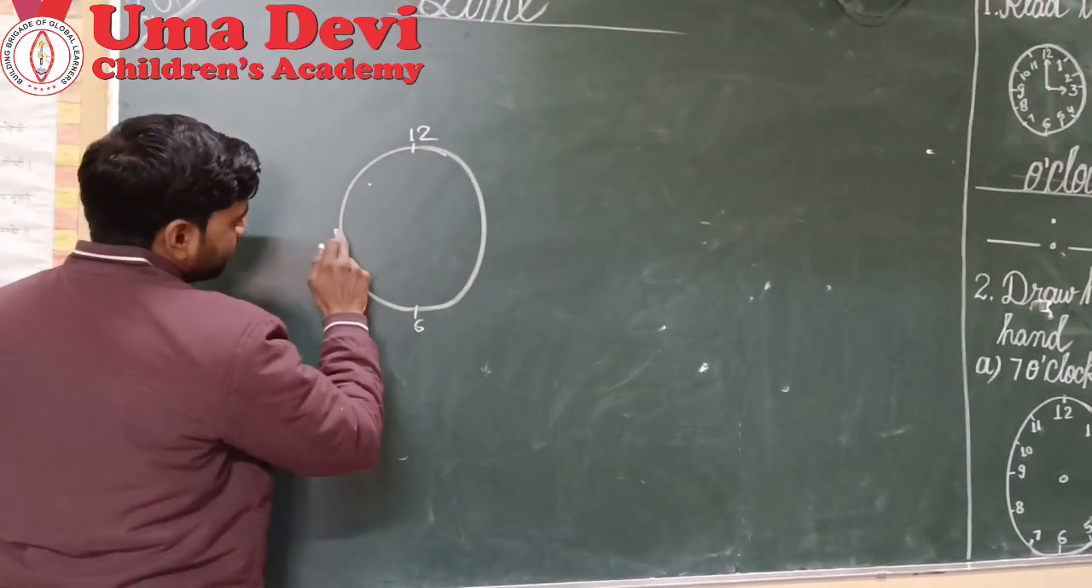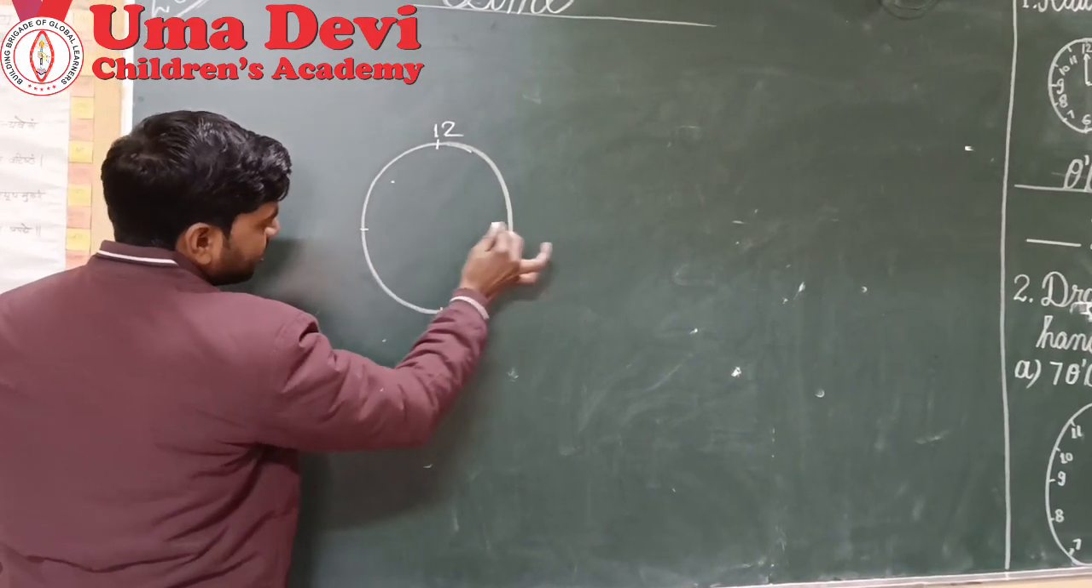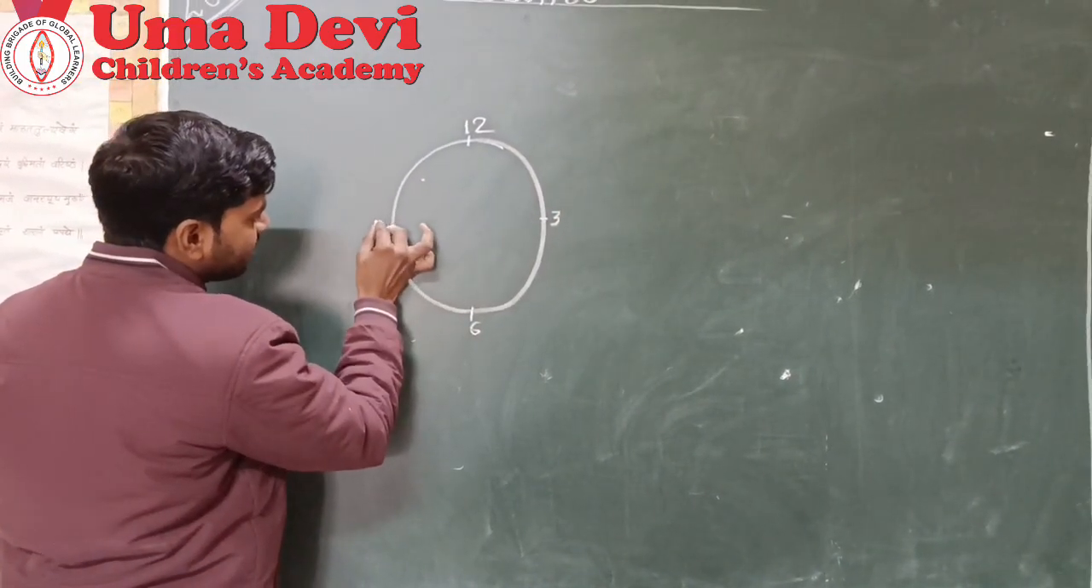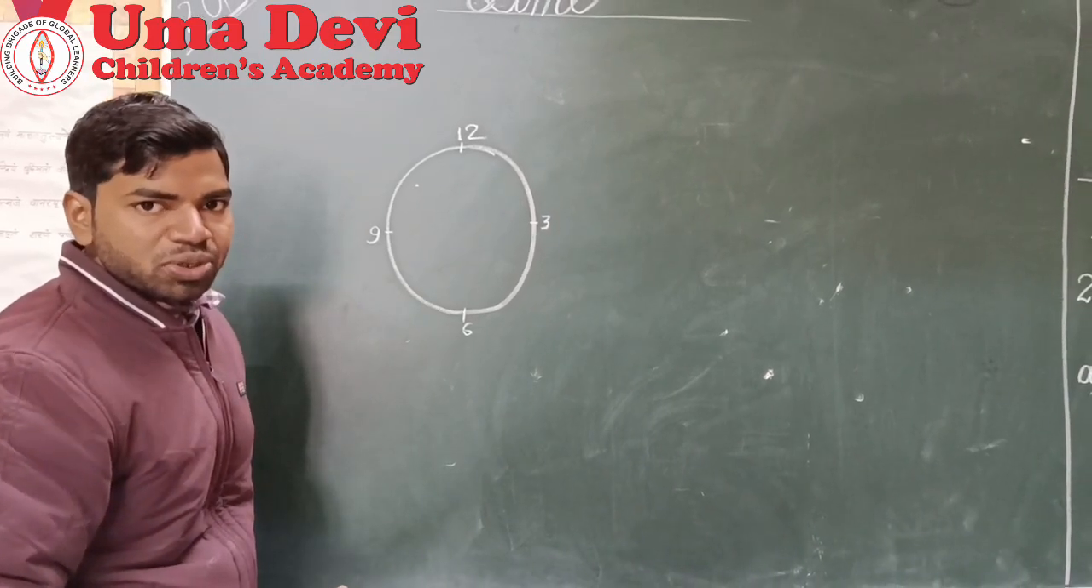Now, you will measure half of this line. Suppose this is the half, then on this side we will write 3 and on this side we will write 9. Correct? Is it clear to you? Okay.